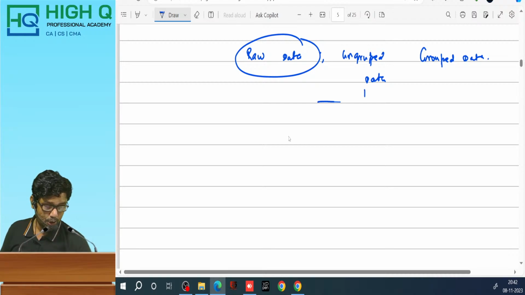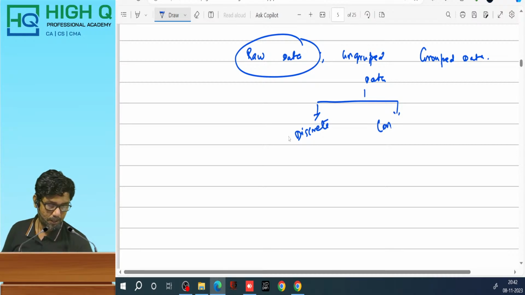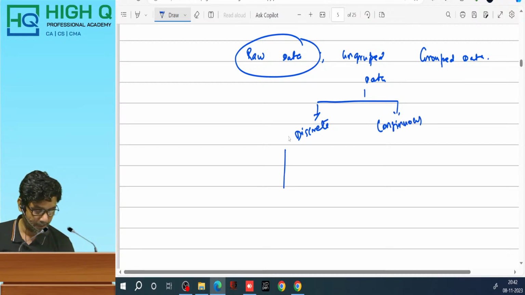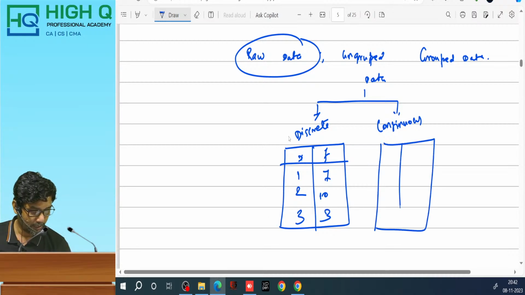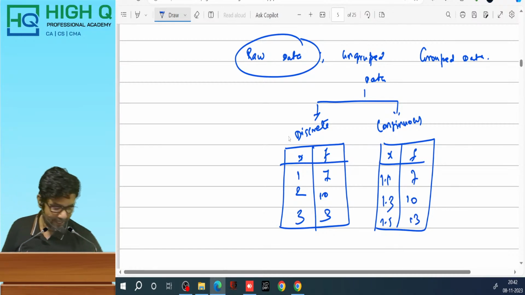Now, ungrouped data are divided into two parts. One is discrete data. The other one is continuous data. What is discrete and what is continuous? For example, the table we are forming: X, F, 1, 2, 3, frequency accordingly 7, 10, 3. Now continuous, one more table. This way also you might have seen: 1.1, 1.3, 1.5, with 7, 10, 13. So these are some types of data I'm just telling you.